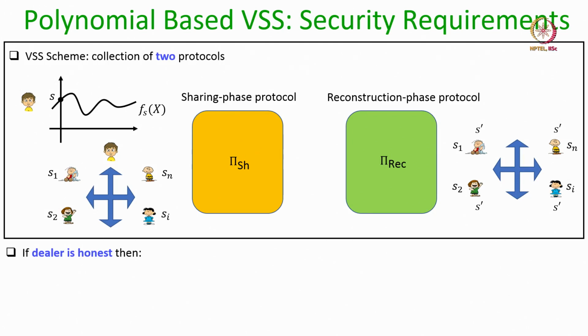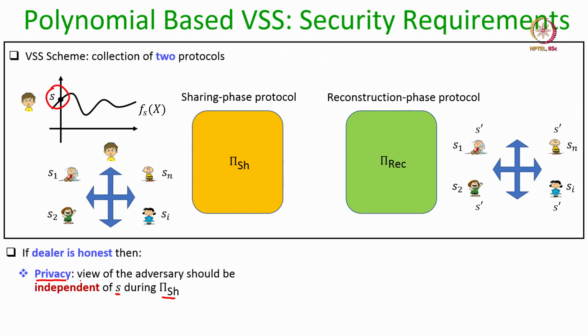If the dealer is honest, the security properties that we require are more or less what we require from Shamir's secret sharing scheme. The first property is the privacy property, namely the adversary who can corrupt up to t parties during the sharing phase should not learn anything about the secret s, namely its view should be independent of the dealer's secret s. And what does the view of the adversary mean? The view of the adversary means whatever information the t corrupt parties have during the execution of the protocol, whatever messages they send, whatever messages they receive, and so on.